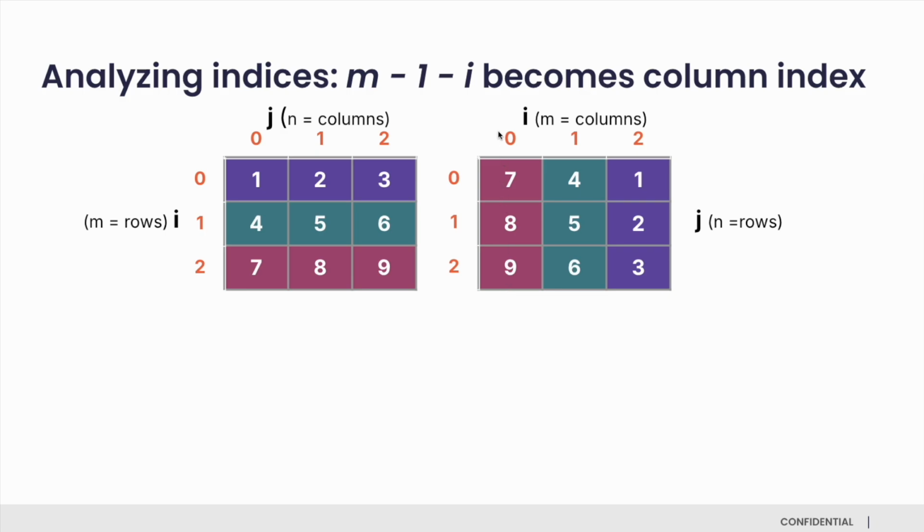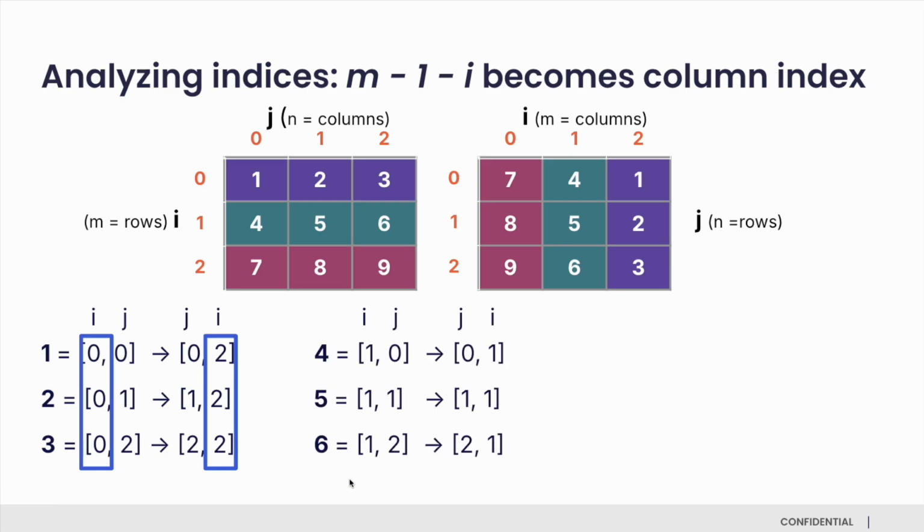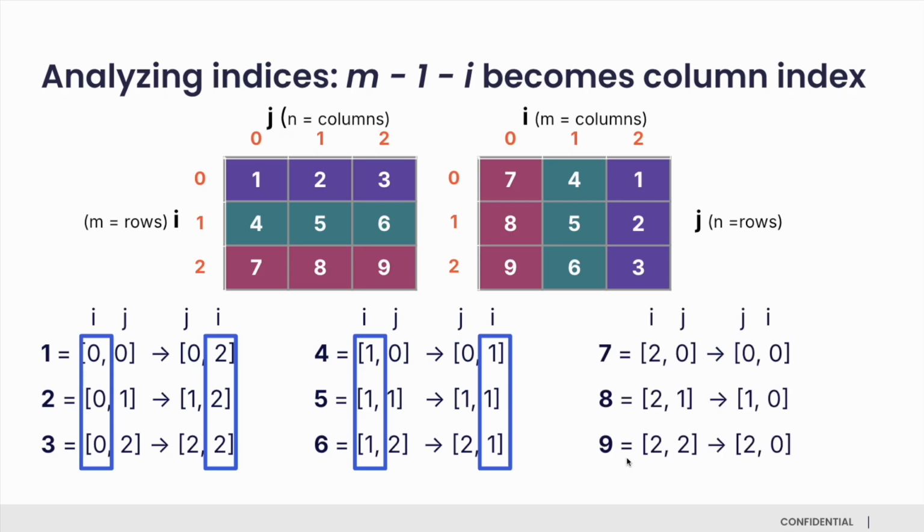Let's see that represented in the element positioning. So we have all of I in 0 in the original matrix, and they now move to 2s in the final matrix. For 4, 5, and 6, they start in position 1 for I, and they end in position 1 in columns. And for 7, 8, 9, they start in position 2, index 2 for I, and are transposed from the last to the first index when rotated.